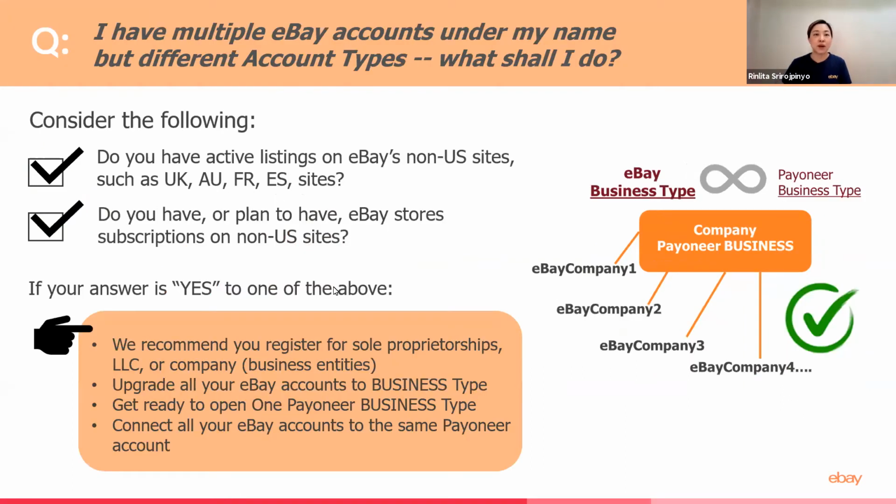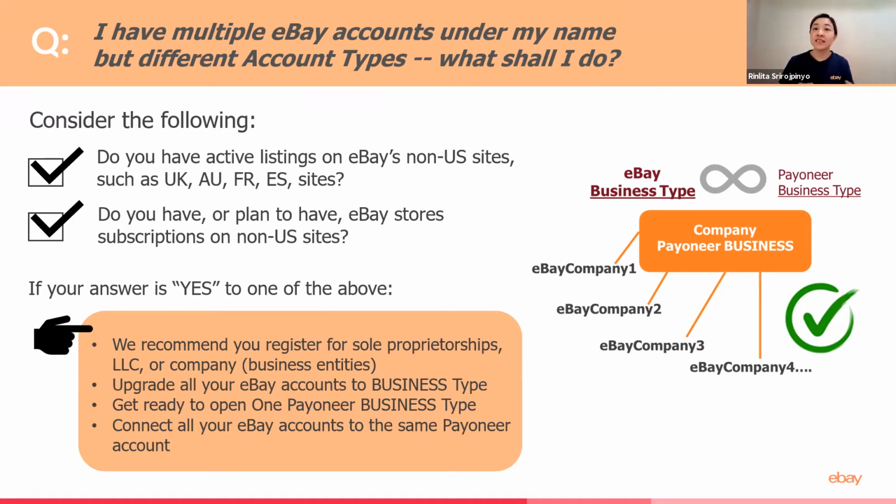Now, this is a popular question. I have multiple eBay IDs, but they exist in different account types. It's a mixture of some individuals and some business. What shall I do, right? For this question, I would like to recommend you ask yourself the following questions. First, do you have any active listing on sites that are not the US site, let's say the UK site or AU site, for example? Or the second question, do you have or plan to have an eBay store subscription for those non-US sites?